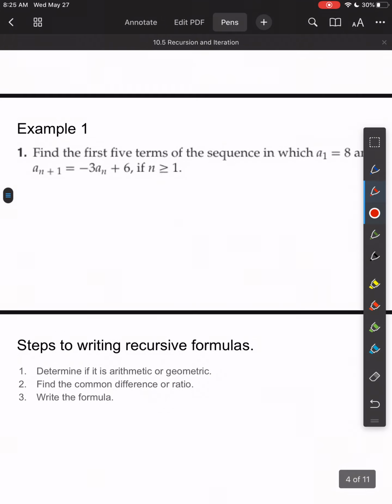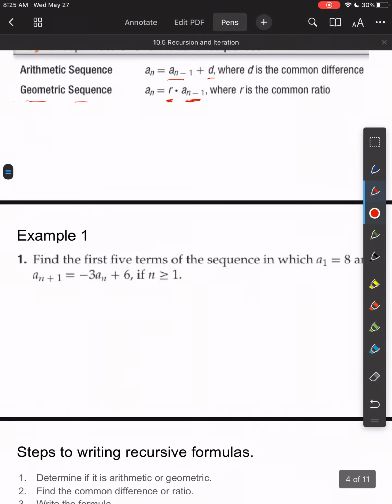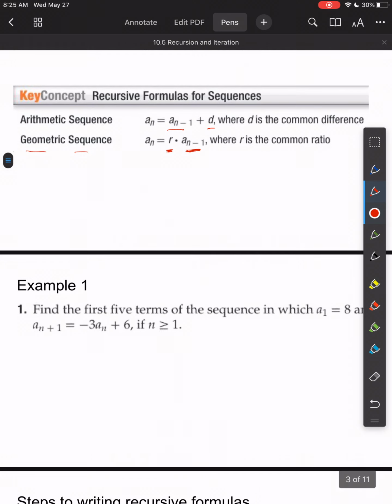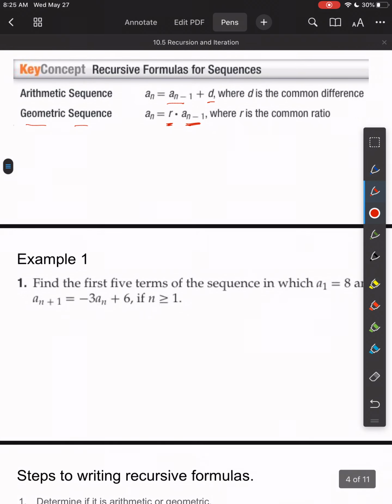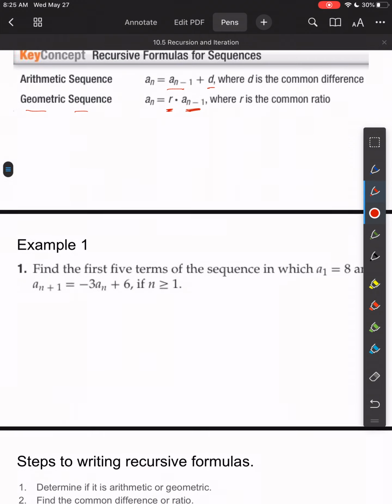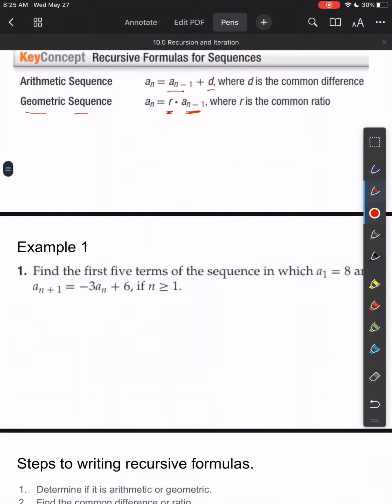Okay, so let's see what this looks like. For today, I'm only going to focus on using formulas. So that's example 1. And then I really want to focus on example 3, which is about how to find how much I owe on a bill that's accumulating interest over time, because that's built on a recursive type of formula. And I think it's very practical. So example 1 says find the first 5 terms of the sequence in which a1 equals 8 and a sub n plus 1, which means the next term, is equal to negative 3 times a sub n plus 6.